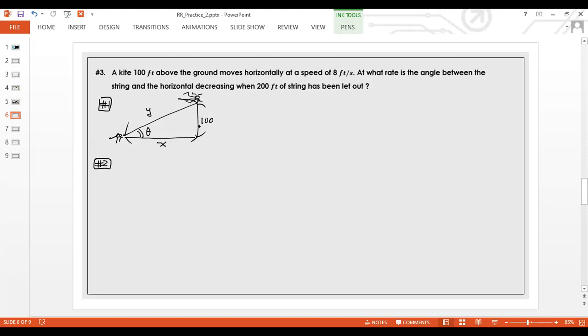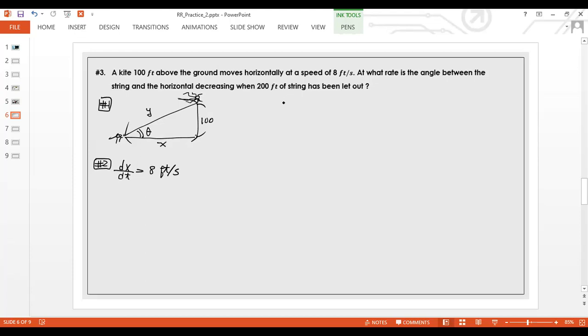So a kite is 100 feet above the ground. So here it is, right? And it's moving at a speed of 8 feet per second. So that means it's moving this way. So what I have here is dx/dt, right? So the dx/dt is moving away, so it goes this way. So it's 8 feet per second.